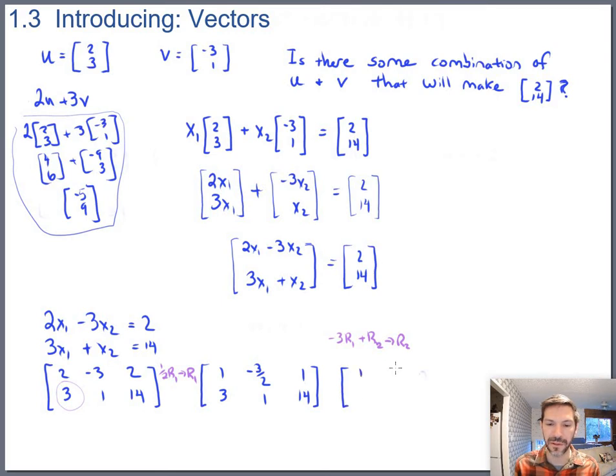So top row still 1, negative 3/2, 1. Bottom row will become 0. And now is where I have to be a little bit careful with my fractions. Negative 3 times negative 3/2, negative times negative is a positive 9/2. So 9/2 added to 1, 9/2 added to 2/2 is 11/2. And negative 3 times 1 is negative 3 plus 14 is 11.